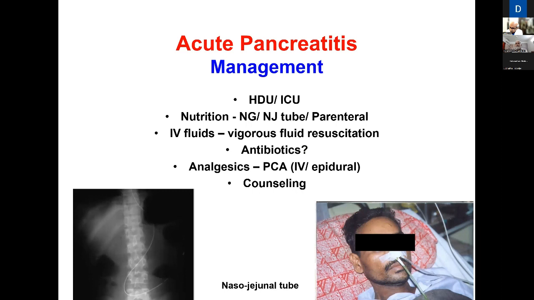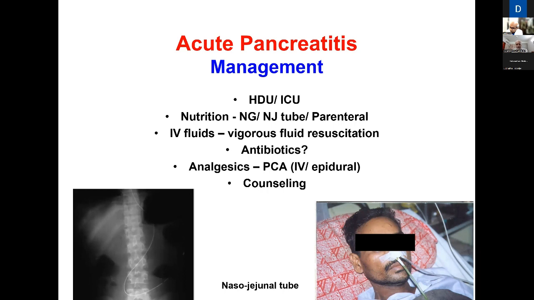So patients with severe and maybe even moderately severe acute pancreatitis should be managed in a high dependency or intensive care unit. Their nutrition has to be looked after, if possible, and as far as possible, enteral nutrition with a nasogastric or nasojejunal tube, and only in patients with severe ileus who are not tolerating any enteral nutrition, then parenteral nutrition. From vigorous fluid resuscitation, we are now coming to goal-directed fluid therapy. Role of antibiotics is very controversial.